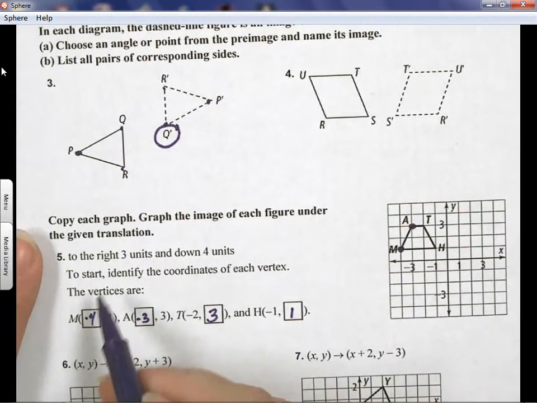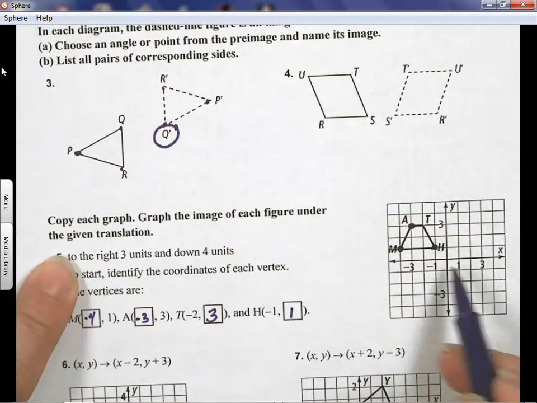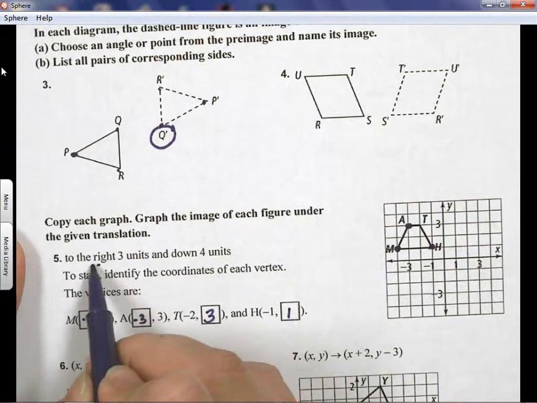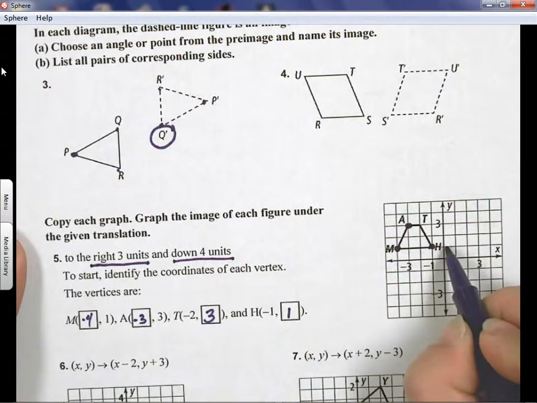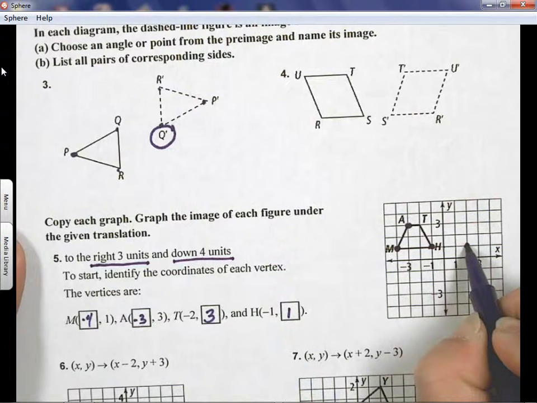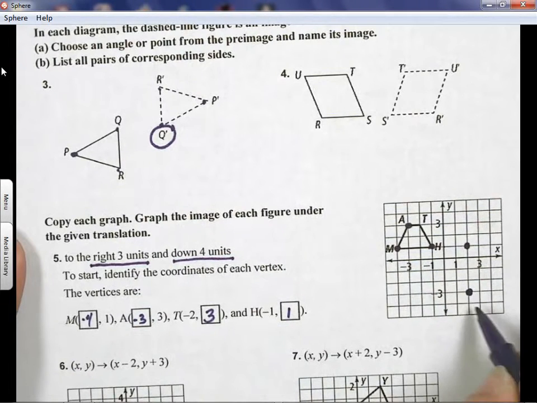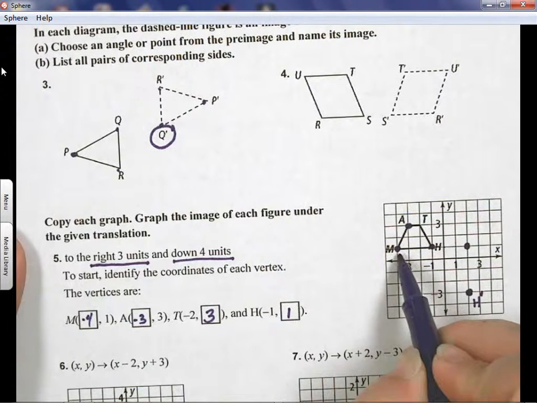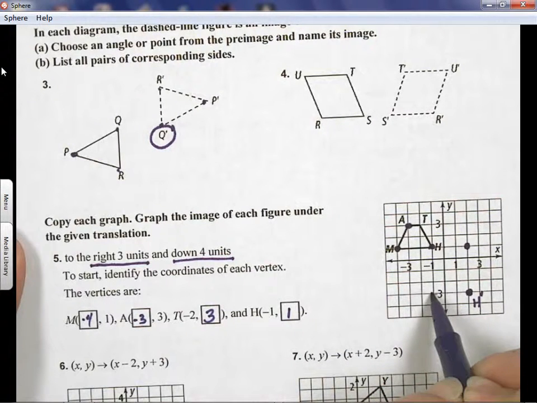But what they want us to do is they want us to kind of figure out how to plot this, and they give me some directions. I'm going to go right 3 units and down 4 units. So 1, 2, 3, I've gone right 3, and now I'm going to go down 4. 1, 2, 3, 4. And that's where this H with the 1 is going to be my image. And you could do the same thing here with M. I'm going to go right 3, 1, 2, 3, and down 4. 1, 2, 3, 4. And so that is my M. Not sub 1, up 1.